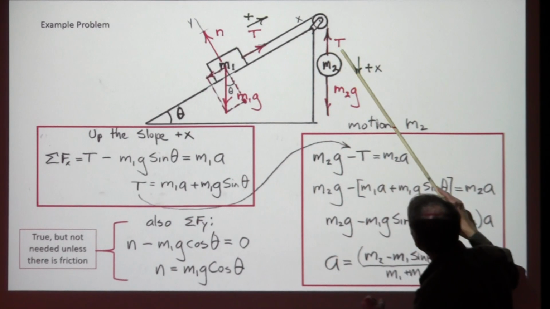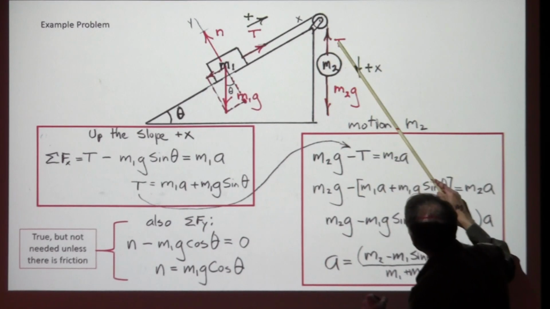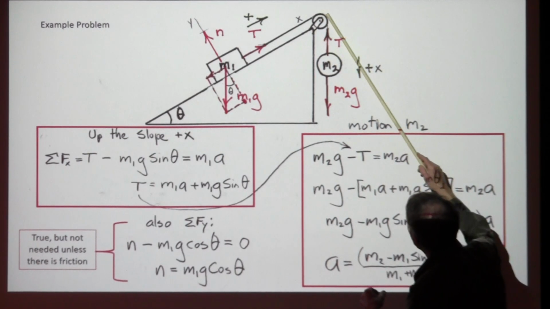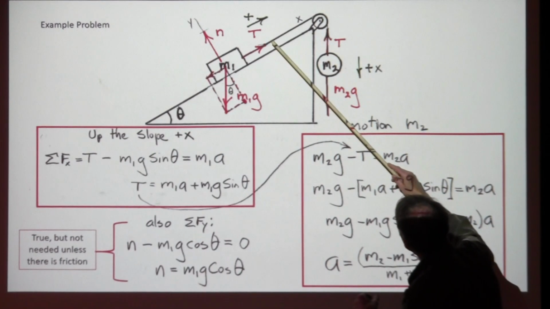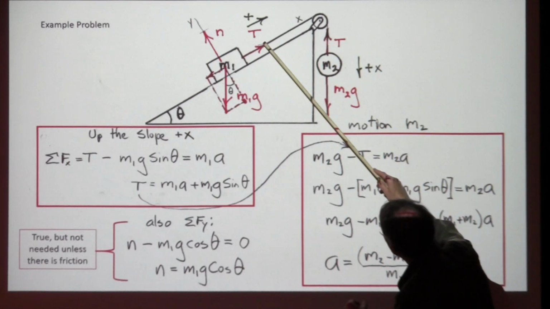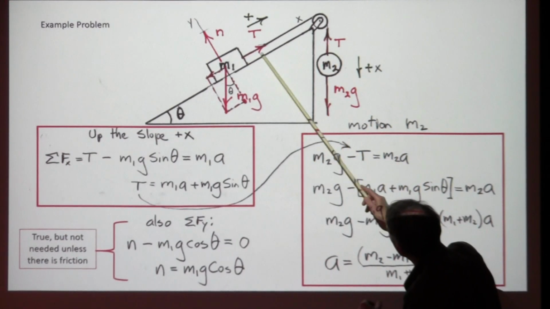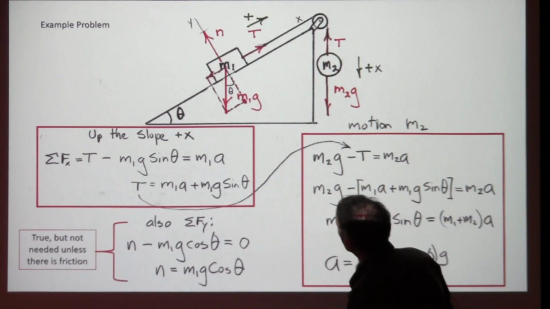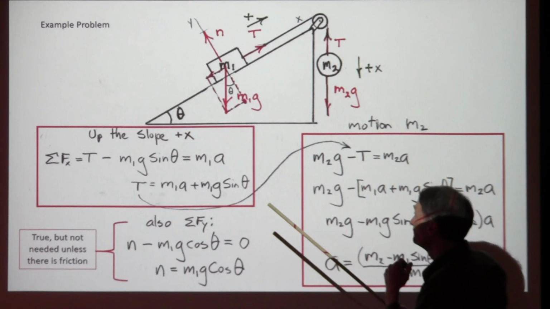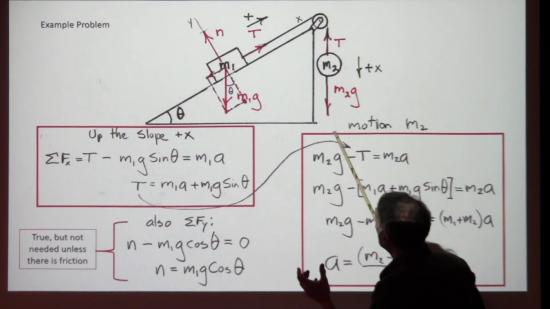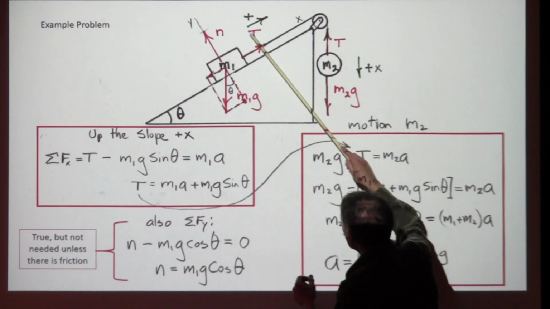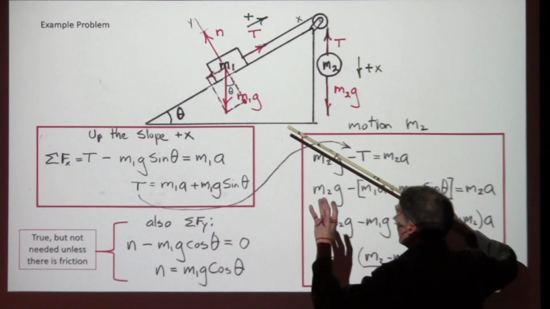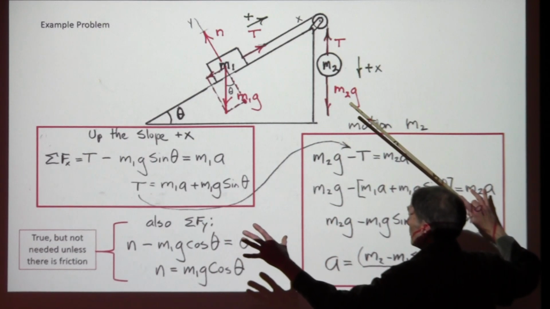These two tensions at this point in the course are going to be the same as long as this is a massless, frictionless pulley. All it does is change the direction of this force from upward to along the incline. Okay, so I've got two bodies, and in a sense two free body diagrams. Sometimes it's helpful to draw them as a separate picture.